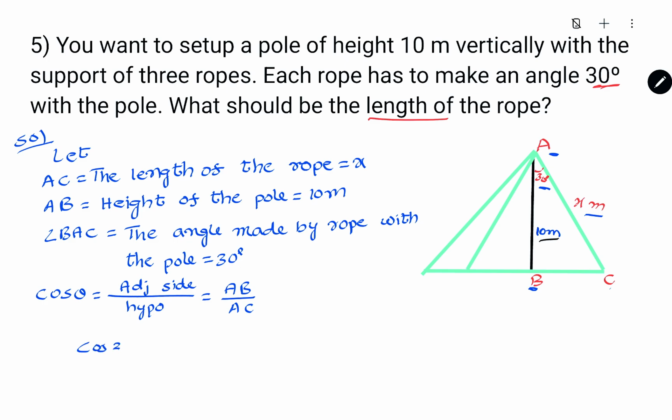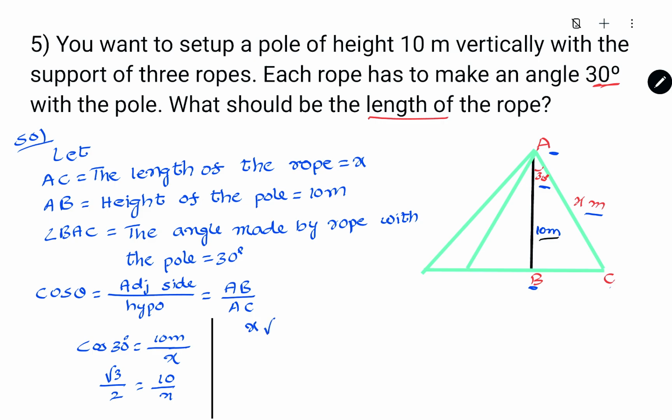Here theta is 30 degrees, AB is 10 meters, and AC is x meters. Okay, cos 30. Cos 30 how much? Root 3 by 2. Here it is 10 by x. Do cross multiplication.